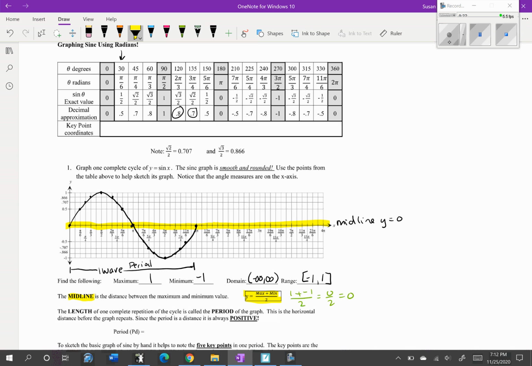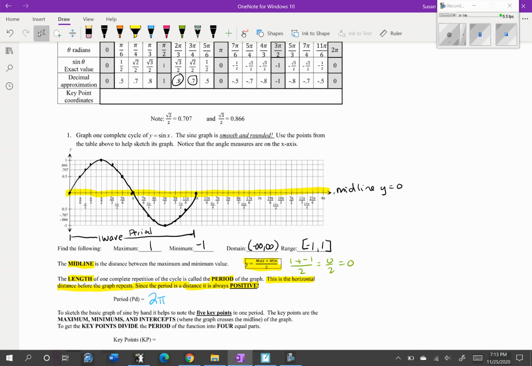The length of one complete repetition of the cycle is called the period of the graph. This is the horizontal distance before the graph repeats. And since the period is a distance, it is always positive. Important to keep in mind. And so what's one wavelength, or one time around our graph? We know it takes 2 pi radians.